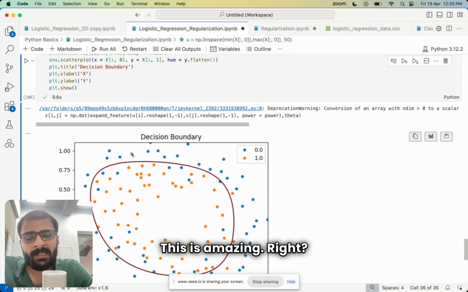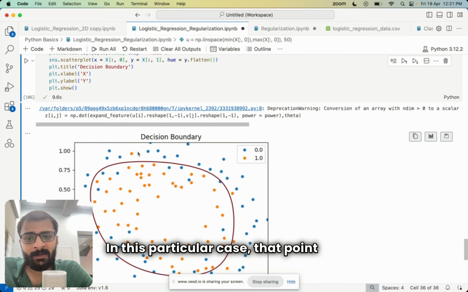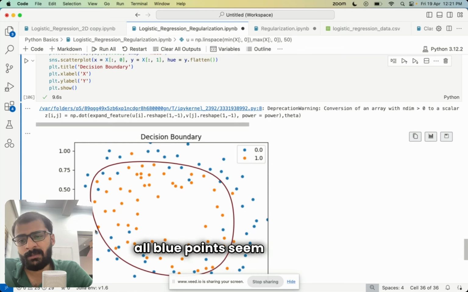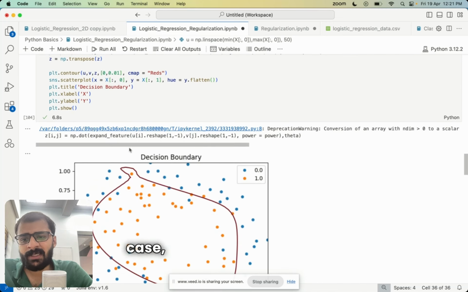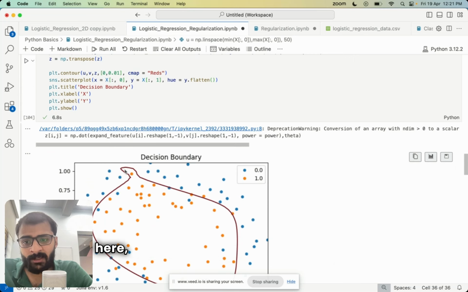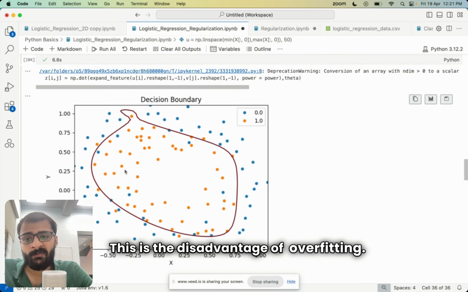This is amazing, right? Now consider a testing data point which lies somewhere here. In this particular case, that point will be classified as blue, which is probably correct since all blue points seem to lie here. But if we were to take the previous case, and if we look at a point here, this point will be classified as orange. This is the disadvantage of overfitting.